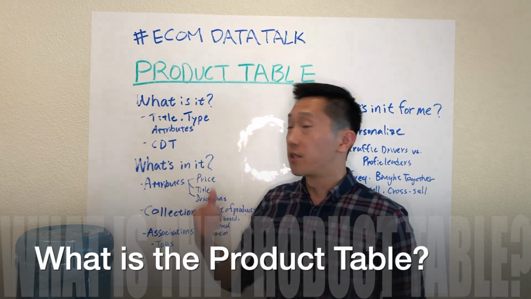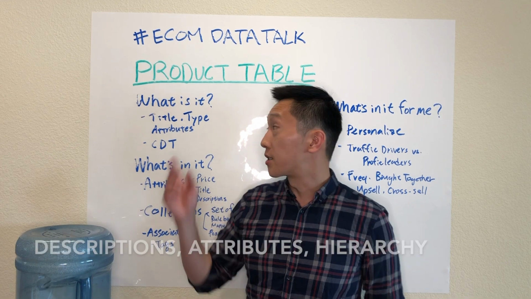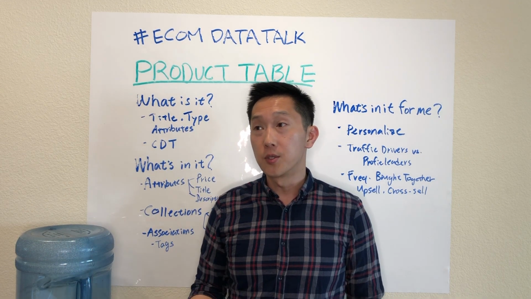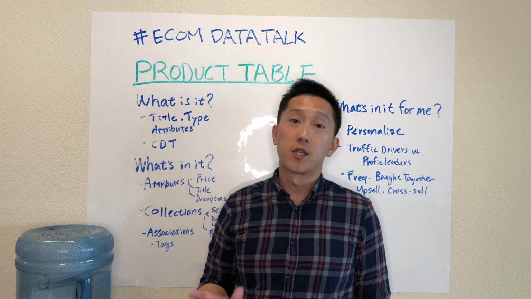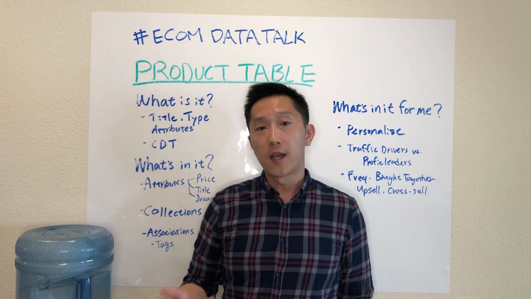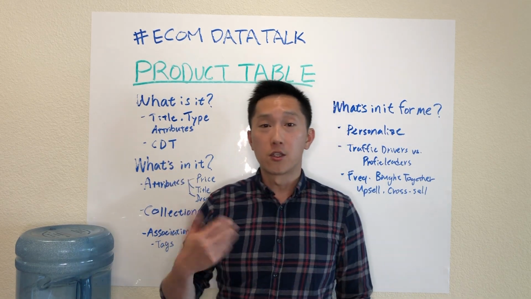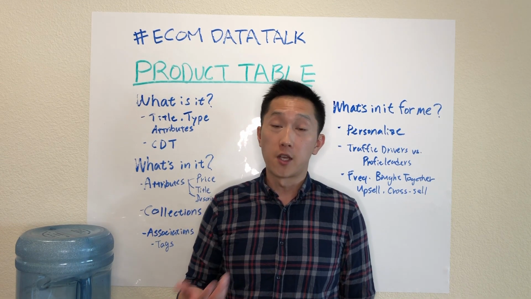So what's in the product table? Well, the product table typically stores information that describes the product, like the title, the type of the product, is it a pair of jeans or is it a pair of shoes, and other attributes like color and size, as well as the price and cost. It usually also has some kind of product hierarchy information, also known as consumer decision trees. And consumer decision trees represent how our shoppers shop when faced with buying decisions and options.